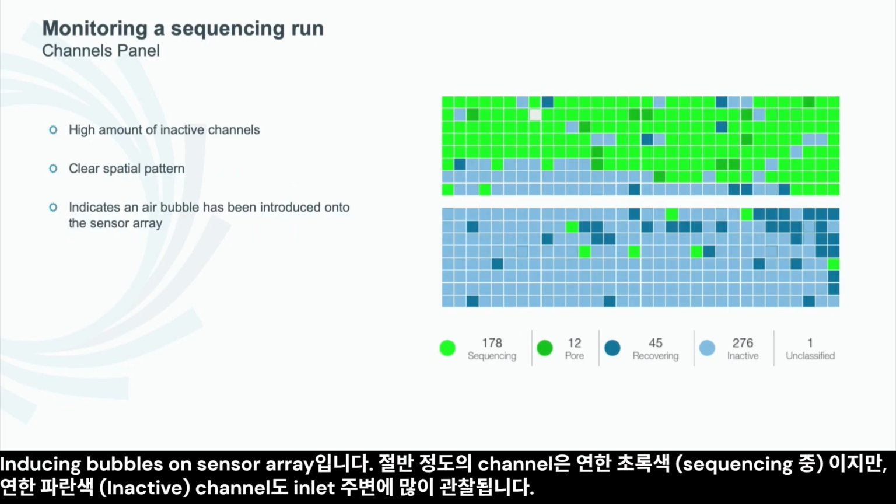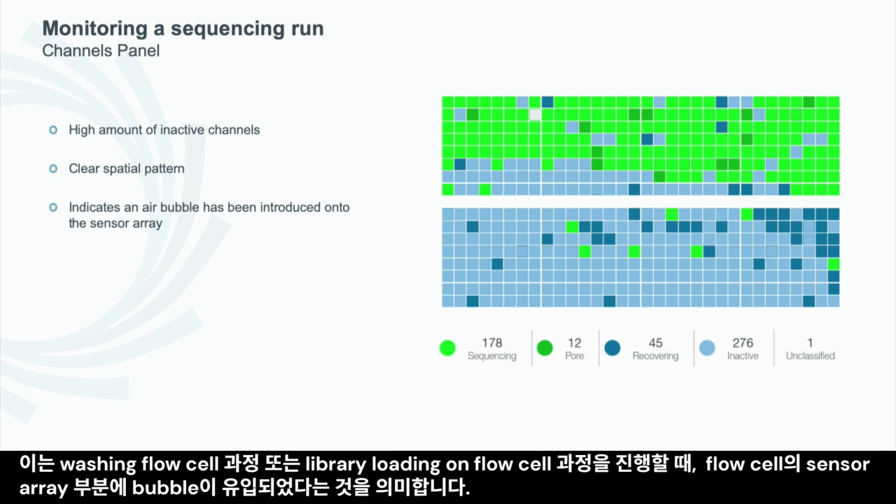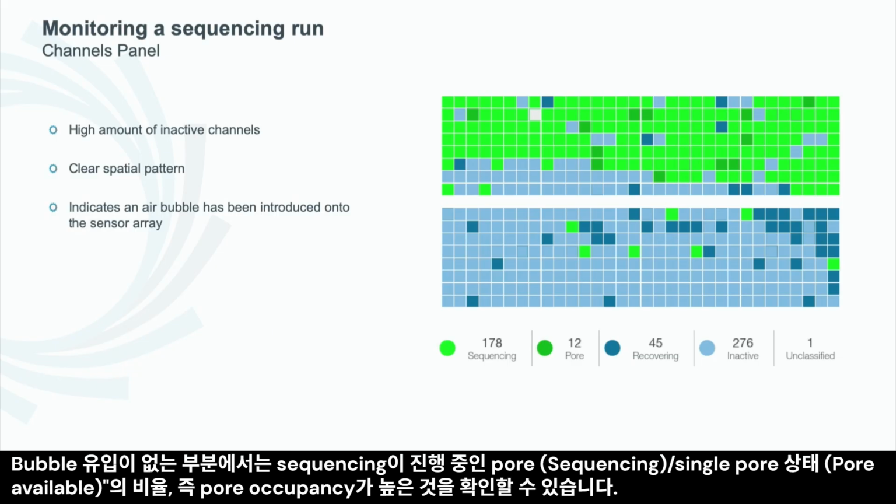In this last example, we see a spatial patterning. Although half the channels are in light green and sequencing, there is an obvious large area of inactive channels close to the inlet. This indicates that an air bubble has been introduced onto the array during either flushing or loading the flow cell. In this specific example, we observe a high ratio of sequencing to pore in the area that does not contain the air bubble.